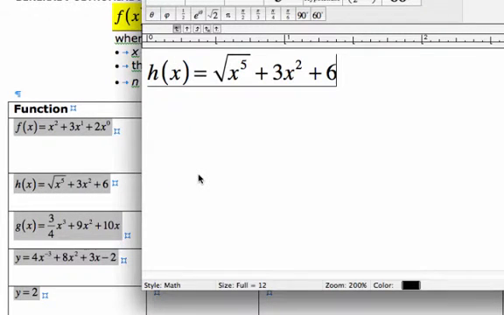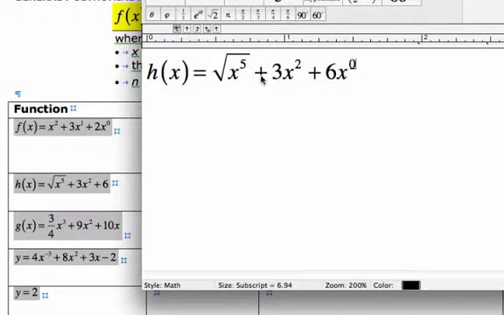Second function, we have the square root of x to the 5th, plus 3x squared, plus 6. First off, this 6 is a real number, and x is to the exponent 0, which is why we don't necessarily need it there. 3x squared: 3 is a real number, and 2 is a whole number. So far we're good.